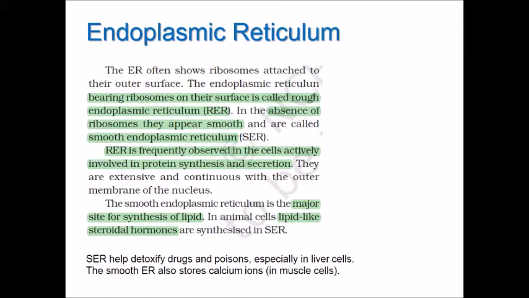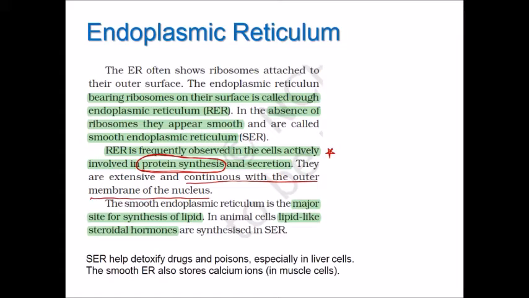Since rough endoplasmic reticulum has ribosomes attached to it, it is mainly involved in protein synthesis. You know that ribosomes are protein factories, and since ribosomes are found attached to RER, their main function is to synthesize proteins. So RER is frequently observed in cells actively involved in protein synthesis and secretion. This sentence is very important. Also, you know that this rough endoplasmic reticulum is continuous with the outer membrane of the nucleus. It is attached to the nuclear envelope.